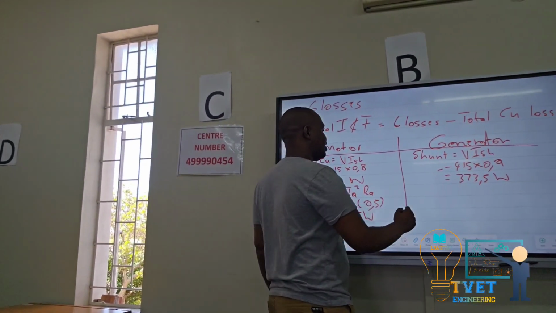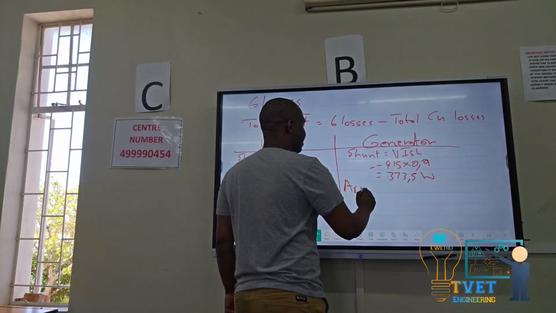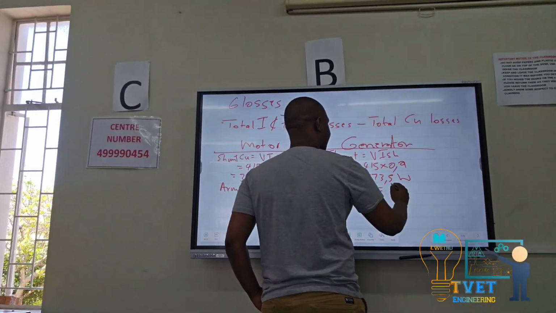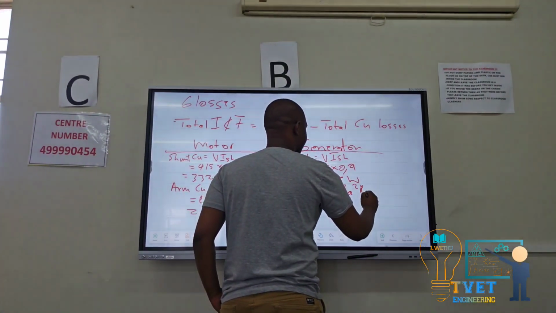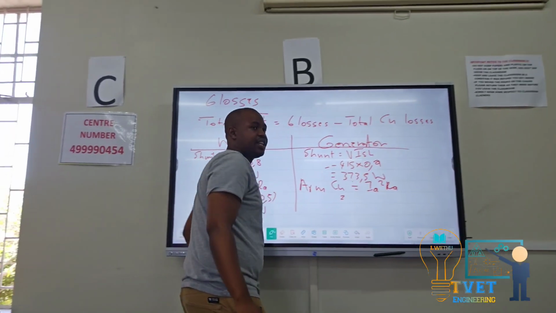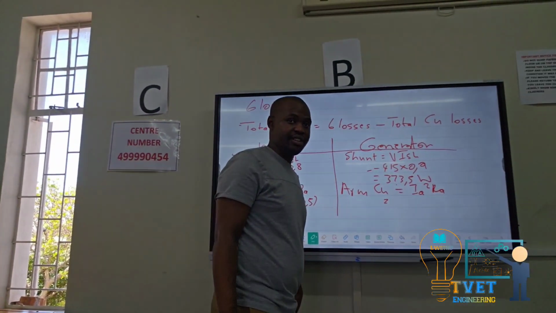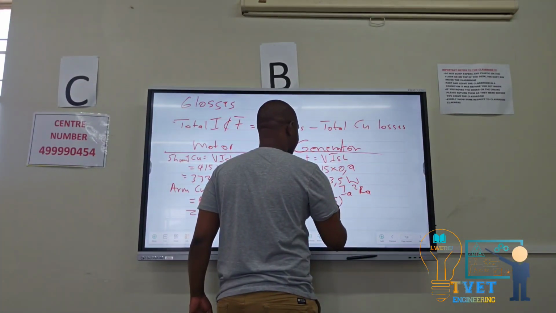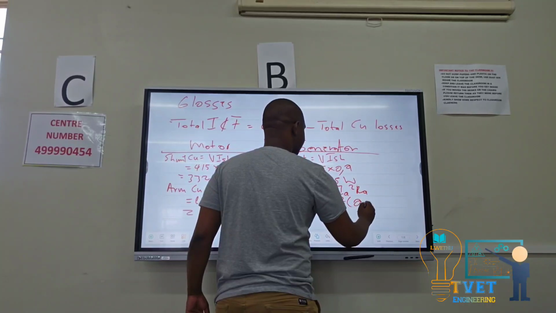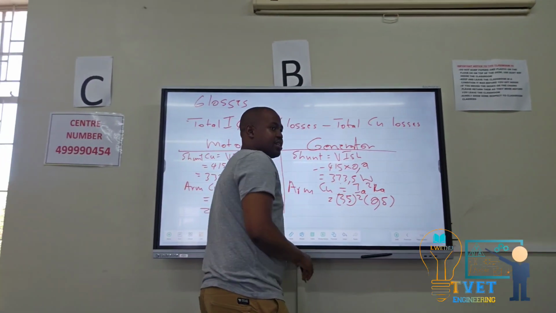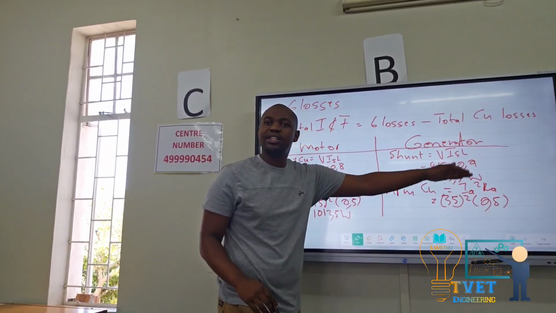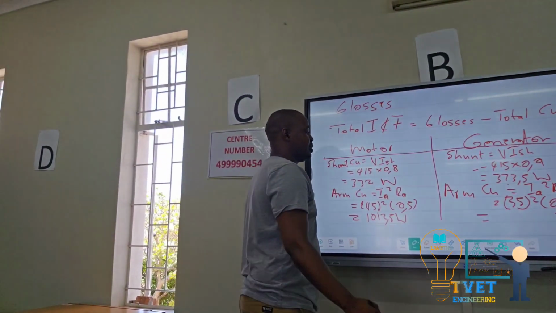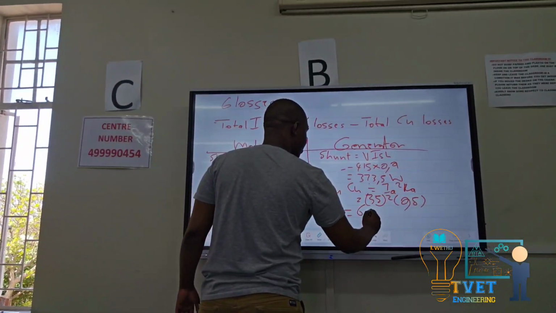Then we can find the armature copper loss of the generator, which is Ia squared Ra. What is the armature current of the generator? 35. So 35 squared times the armature resistance of 0.1, which is 122.5.